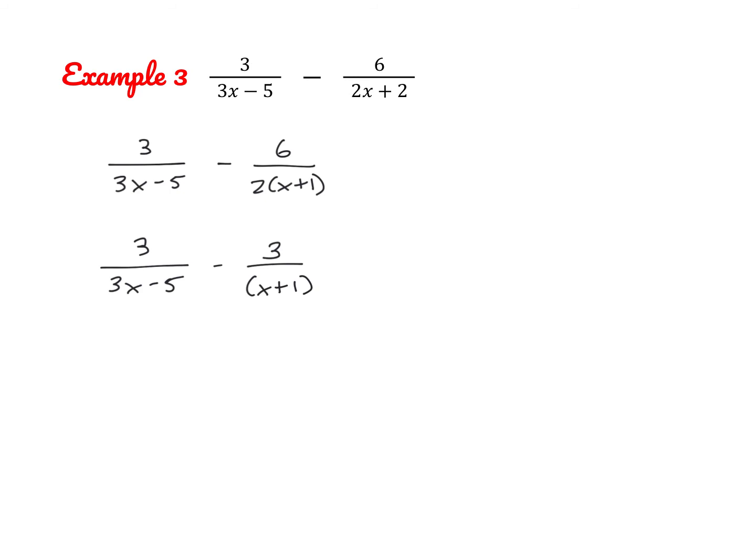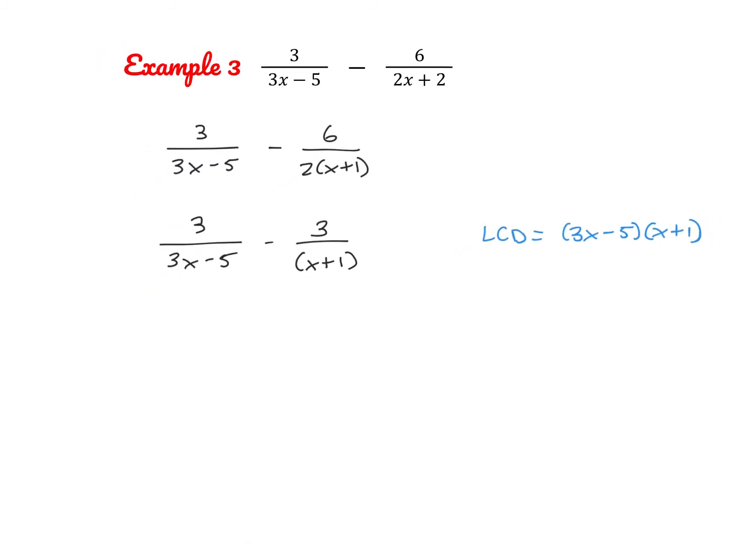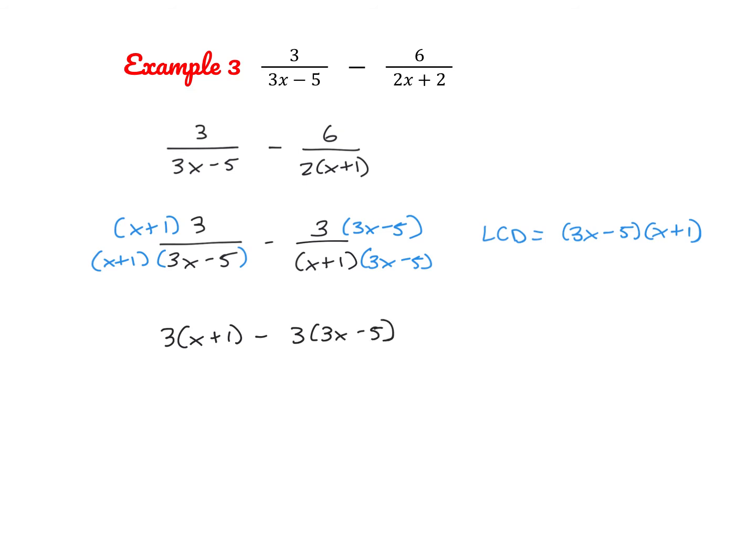Now I can look at this and decide what our least common denominator is. Our least common denominator is going to be 3x minus 5 times x plus 1. So I can see what's missing from each denominator. From the first expression, we're missing the factor of x plus 1. And from the second expression, we're missing 3x minus 5. That leaves us with 3 times x plus 1 minus 3 times 3x minus 5. Be careful with that minus. And all of that is going to be over our LCD.